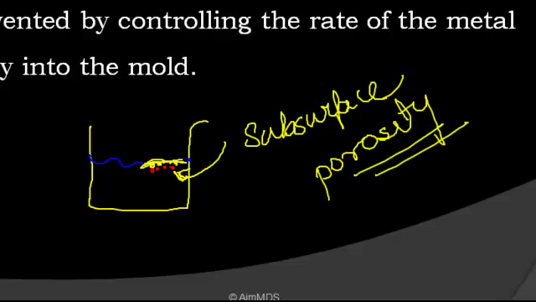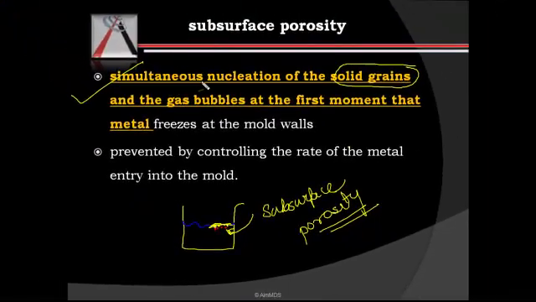So here the sentence explains the scenario that simultaneous nucleation of the solid grain and the gas bubble occurs at the first moment the metal freezes at the mold wall. So metal that is in contact with the mold wall freezes, and at the same time gas bubbles form just below the upper layer of the freezing metal, that results in subsurface porosity, and this can be prevented by controlling the rate of the entry of the metal inside the mold.